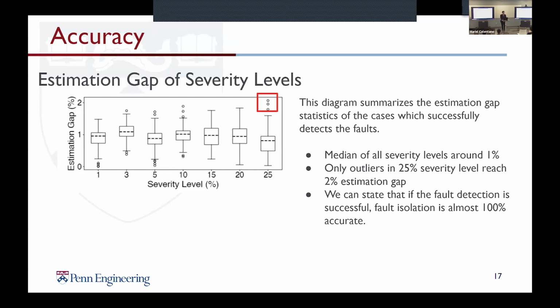And just to note, this doesn't consider situations like the 1% severity level, where the fault may be so small that it is immersed by the noise, so our algorithm may not be able to detect the faults.